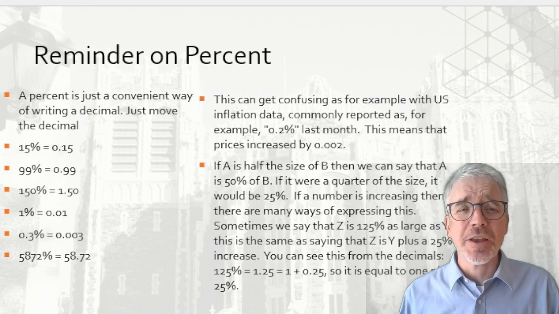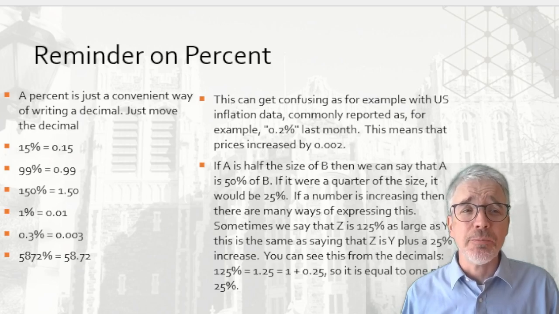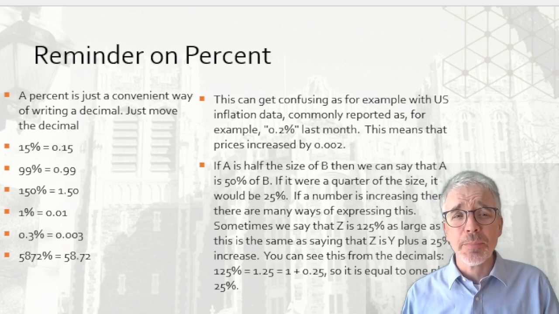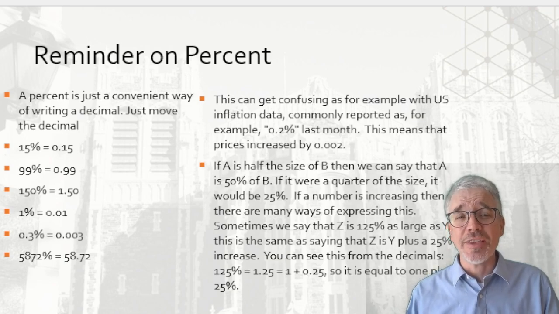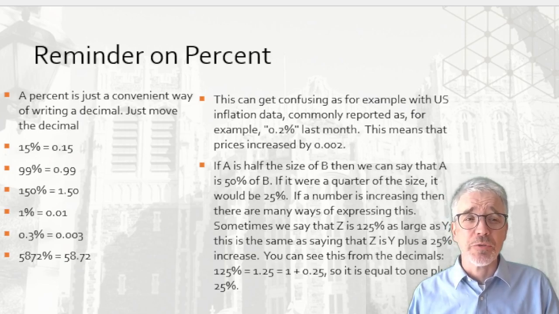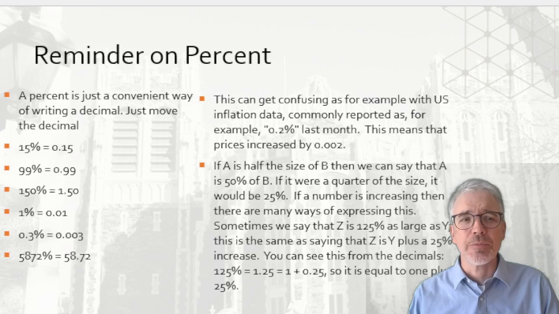So we use percentages to compare two numbers as well. If A is half the size of B, then A is 50% of B. If A is a quarter the size of B, then that's 25%. If something is increasing, there are a variety of ways of expressing that. If Z is 125% the size of Y, then that means Z is Y plus a 25% increase, or Z equals 1.25 multiplied times Y.